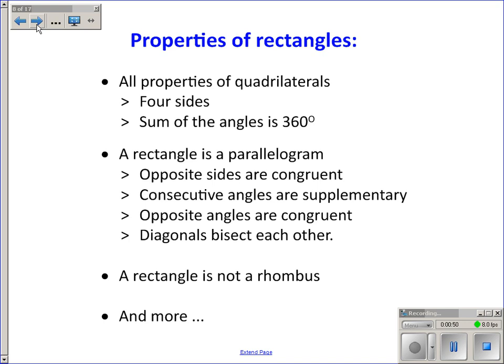Okay, let me point out that a rectangle is not a rhombus. So the 2 additional properties discussed in the last video won't necessarily apply to rectangles. Okay, and there's one more property about rectangles that you'll need to know.